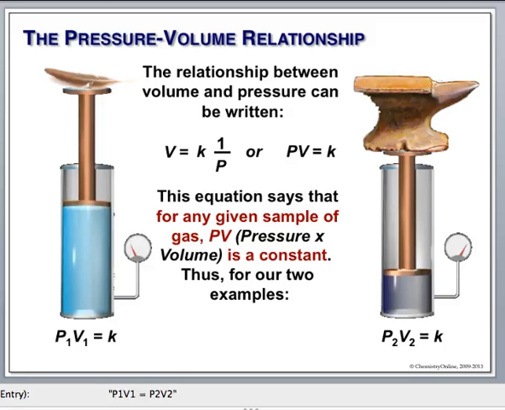we know that our initial conditions here, P1, V1, must equal our constant. Likewise, when we increase our pressure here, P2, V2 must also be the same constant. So if both of these are equal to the same number, the same constant, we can combine them and say that pressure volume for our initial state must equal pressure volume for our final state. This is the mathematical expression of Boyle's Law. Any questions?